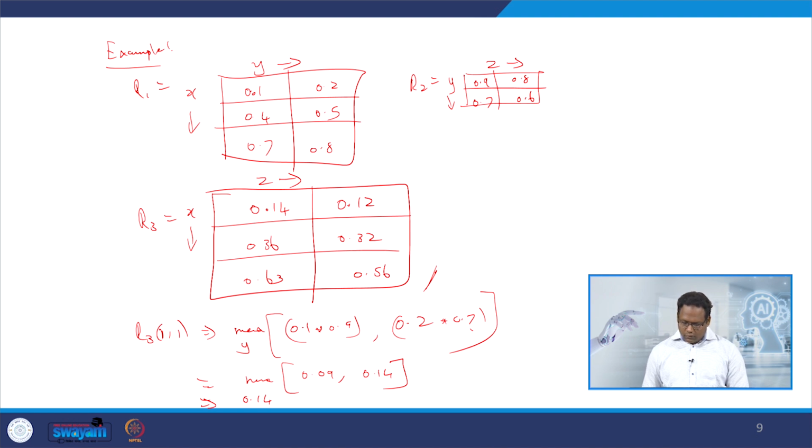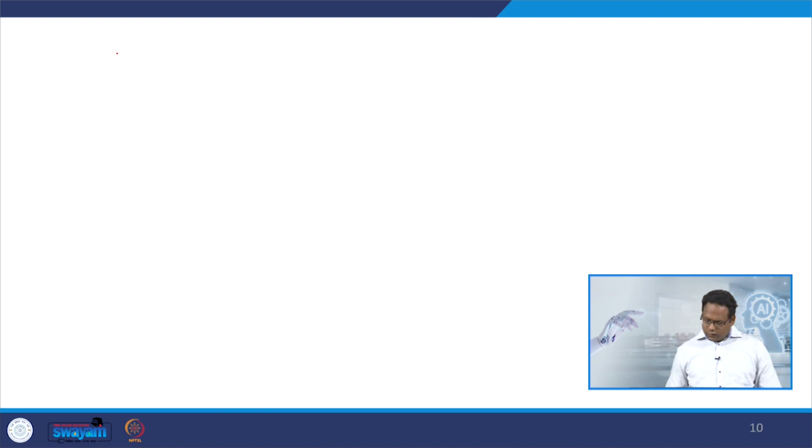Okay. Now, let us see an example which involves some deeper understanding, where we have two relational matrices and we get the third relation matrix, obtained from practical situations. Okay. So, let us consider this example 1.